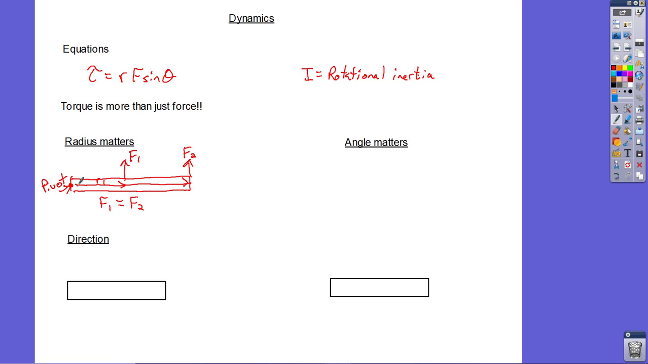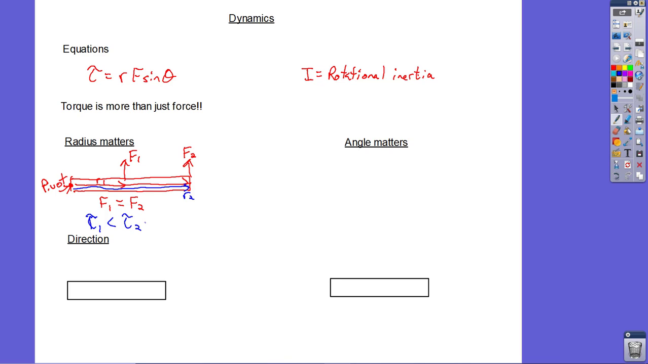I'm having trouble signifying that. Let me do a different color here. So that whole distance there would be R2. So if we look at it, even though the two forces are the same, the one with the greater R is going to generate more torque. So that means that T1 would be less than T2, or tau 2. Torque 1 is less than torque 2.